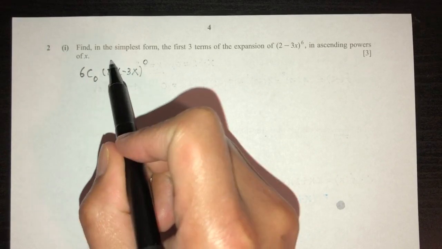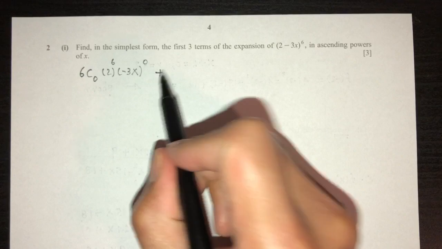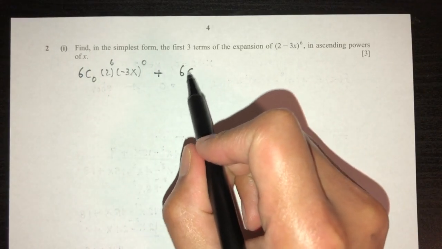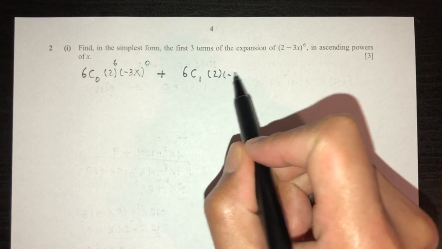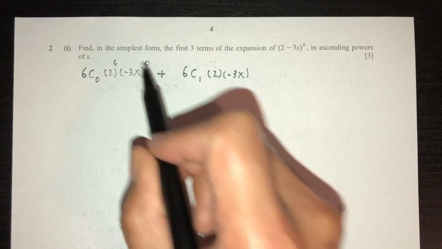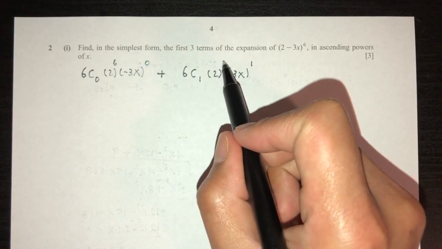6 minus 0 is 6, that will be 6. So this is your first term. Plus, the second term will be 6 choose 1, so 0, 1, right? And then the insides will be the same thing, but only the powers will change. This is 1, this has to be 1. 6 minus 1 is 5.